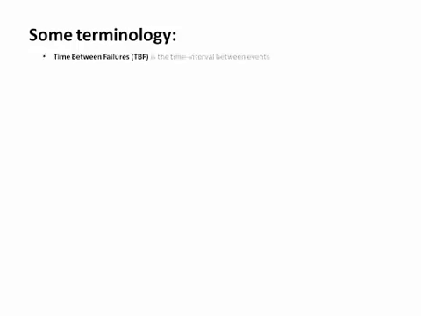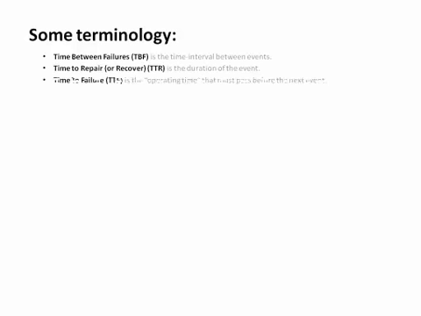So some terminology. The time between failures is the time interval between events. Time to repair is the duration of the event. Not necessarily always a repair. It may be just something that has to run its course and then you come out, but we'll refer to it as the TTR.